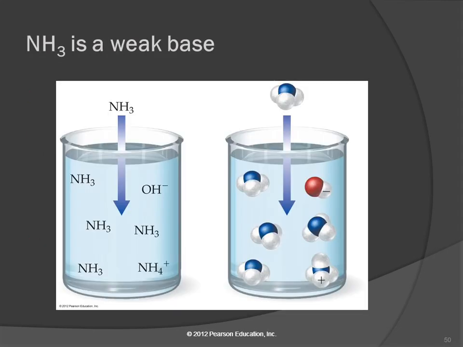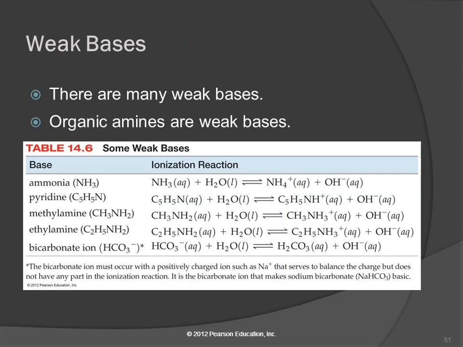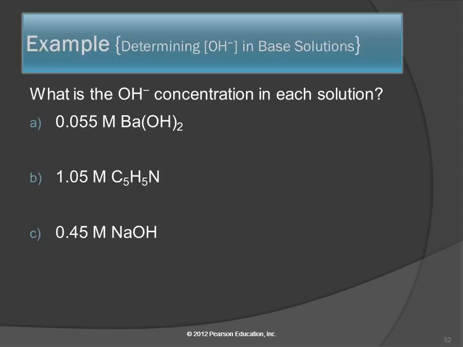And the pictures, again, here we see a lot of the intact molecules and few ions. A lot of the intact molecules, only a few ions. There are lots of weak bases. Here's some examples. And you'll notice none of these are metal hydroxides. So let's look at these.